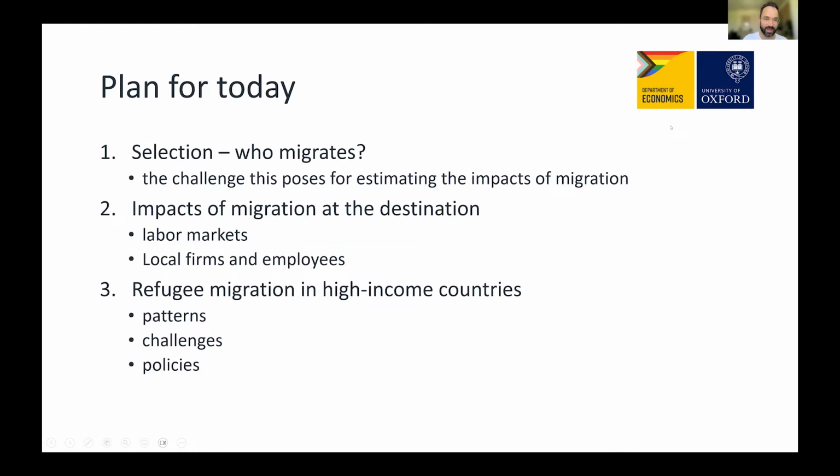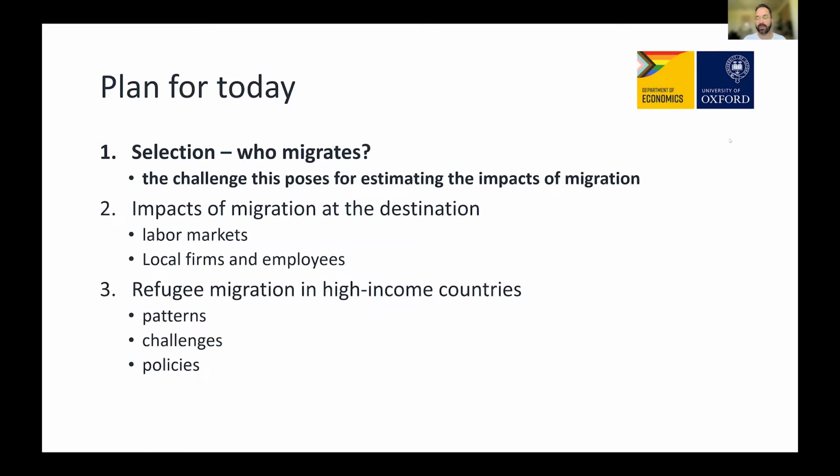So what are we going to do today then? We're going to talk first a little bit about this middle part of selection, who migrates, and resulting from this, we'll discuss why that leads to a challenge for estimating the impacts of migration, both on migrants themselves, but also at the destination or at the origin. Because when people are selected, that is, when the people who tend to migrate are different from the ones that either are already there or that stay, that's going to tend to confound our empirical estimates of these impacts. And I'm going to discuss a few things of how to address that.